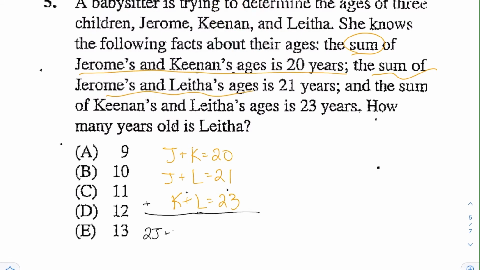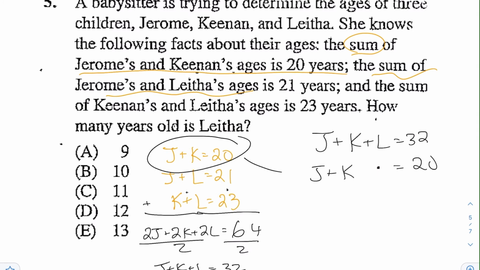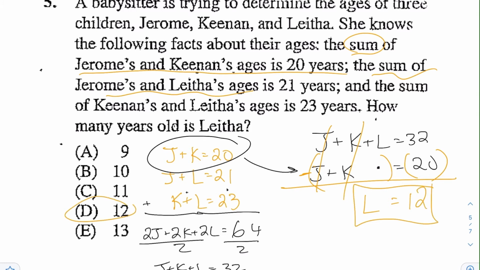You get 2J plus 2K plus 2L is equal to 64. And then when you divide by 2 on both sides, you get that J plus K plus L is equal to 32. So if you know that J plus K plus L is equal to 32, and you also know that J plus K is equal to 20, that's that first equation, if you subtract these equations, J plus K plus L minus J plus K, you just get L left because J and K got eliminated, and 32 minus 20 is 12. So the answer has to be D.